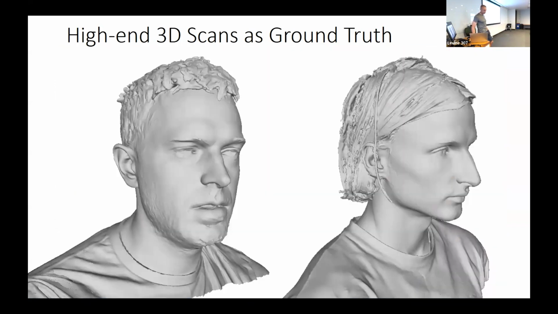Again, scans look something like this. The left-hand side is me, the right-hand side is Simon. So these are the raw scans without any post-processing. This is just after the registration, but there's no mesh cleanup or whatsoever.